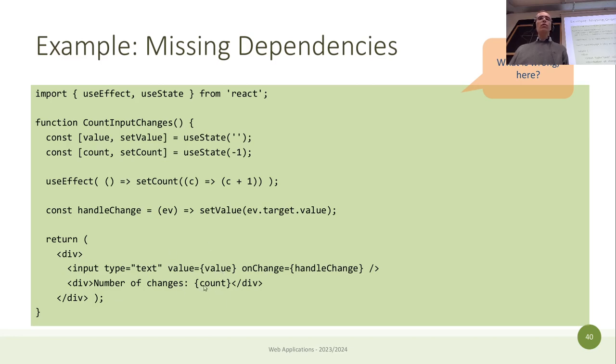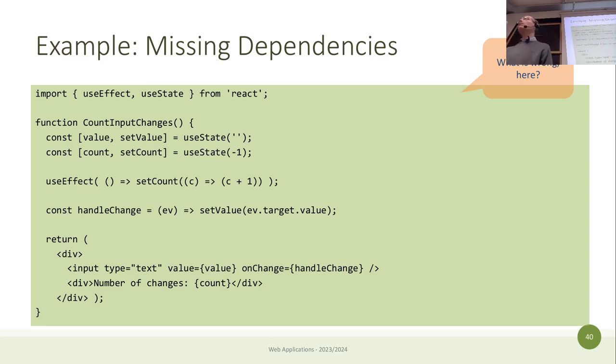But there is also a counter. That is another state, starting at -1. Don't care too much. And there's a useEffect with a callback, and it should execute setCount, take the old value of count. That's the old value of the state, remember. So if I call setCount, it will be count, and it returns count + 1. So what's wrong here? This should be easy to catch, I hope. So what happens with this useEffect? Can anybody see the bug?